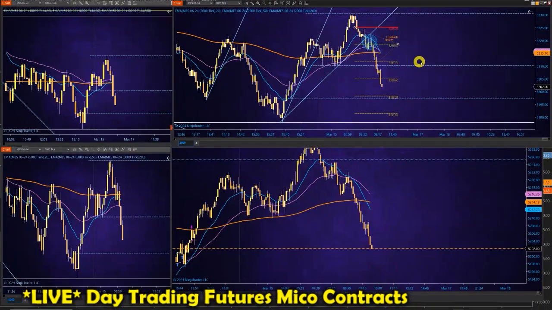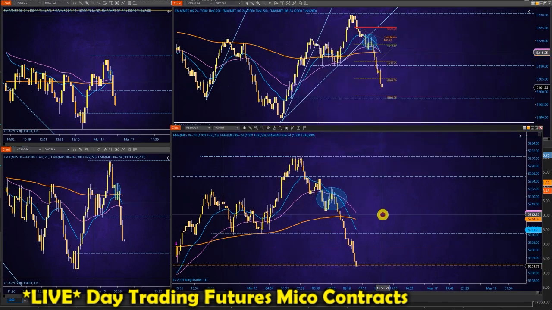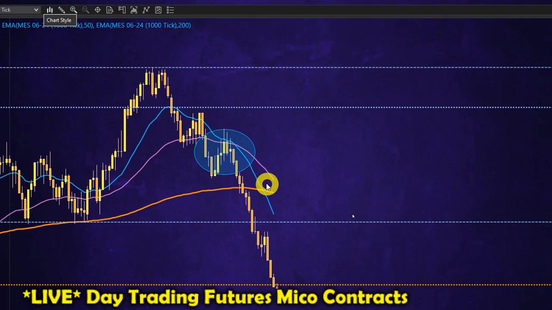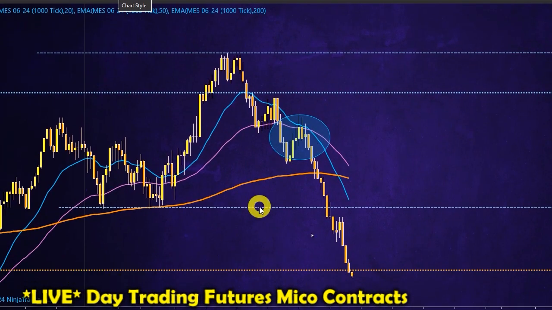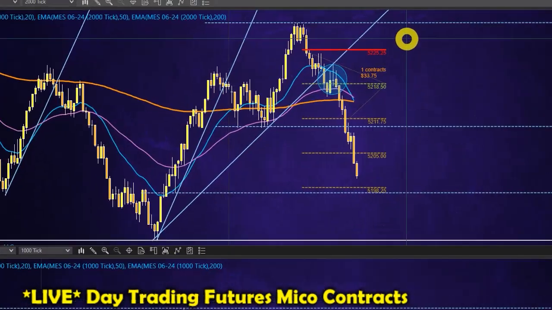Now, does that agree with all the other time charts? Let's draw that circle on all the other time charts and see if there's harmony with the other time charts. Okay, so what we have here is price had entered the danger zone on the low time charts. This is the 1,000 tick chart. I'm going to make my trade decisions based on the 1,000 or the 2,000.